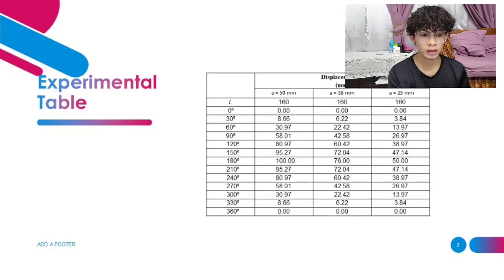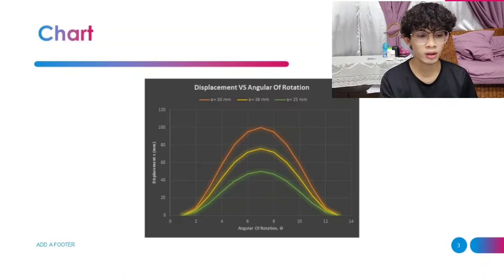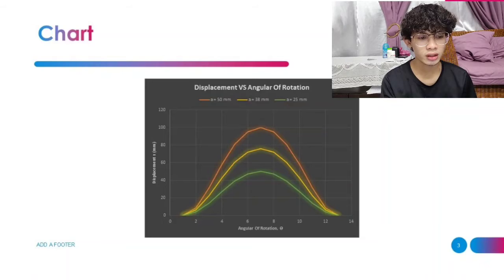For my experiment, the length is 116, and this is the experimental value for my experiment. This is the chart of displacement versus angular rotation from the experimental table.